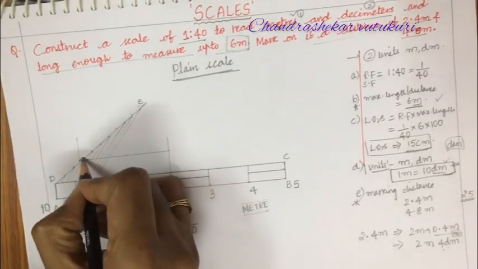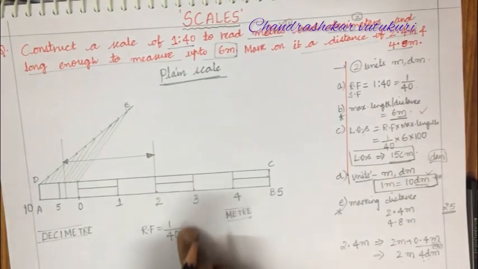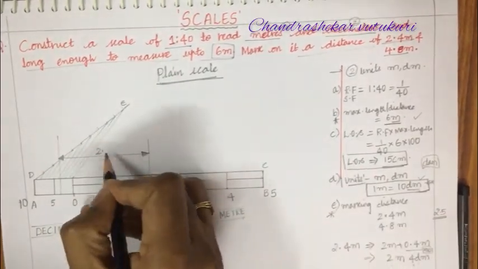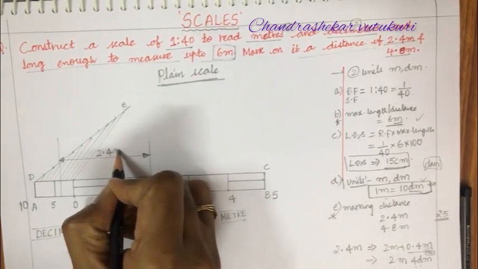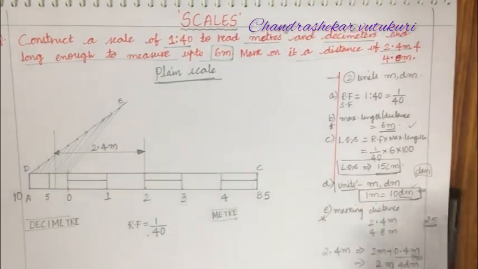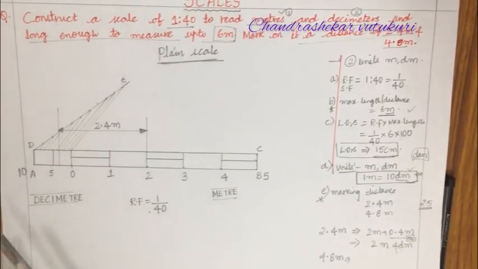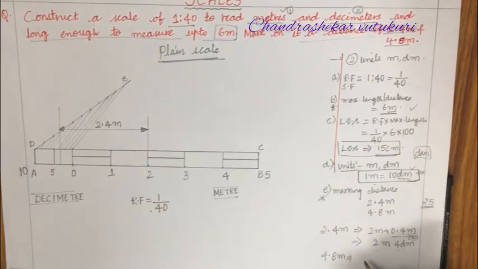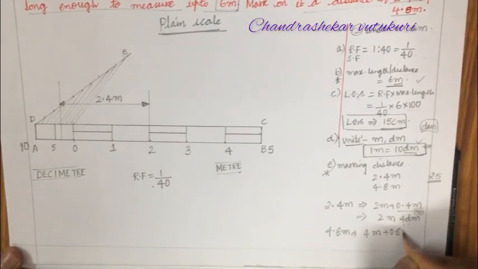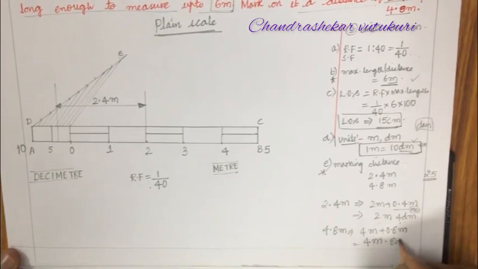So make sure to work out very neatly with arrowheads and mark this distance as what is given in the problem, in a similar way, 2.4 meter. I hope you are clear with that. 2 meter and 4 decimeter. And one more reading is given as 4.8 meter on the scale. 4.8 meter is written as 4 meter plus 0.8 meter, that is nothing but 4 meter and 8 decimeter.